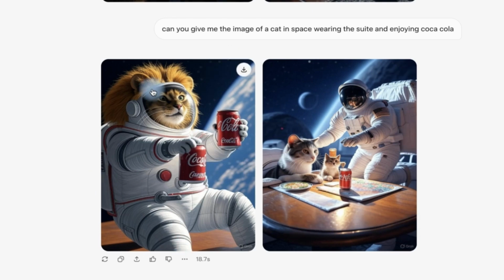So this is just an idea of the fact that you can use Grok to generate images completely free of charge.